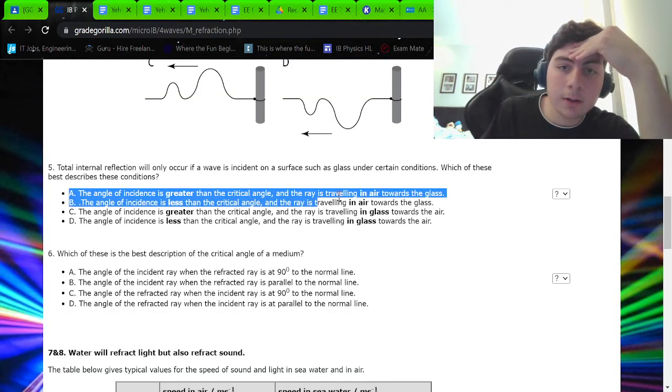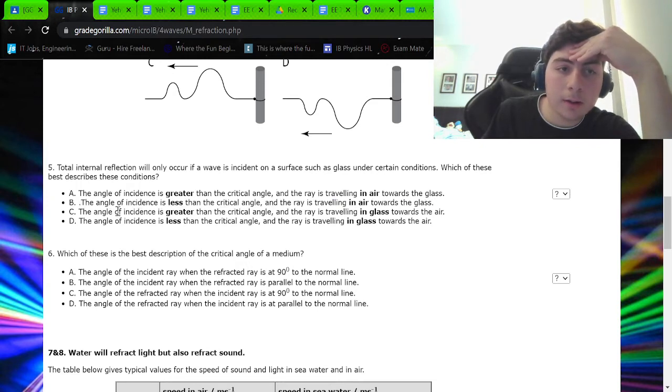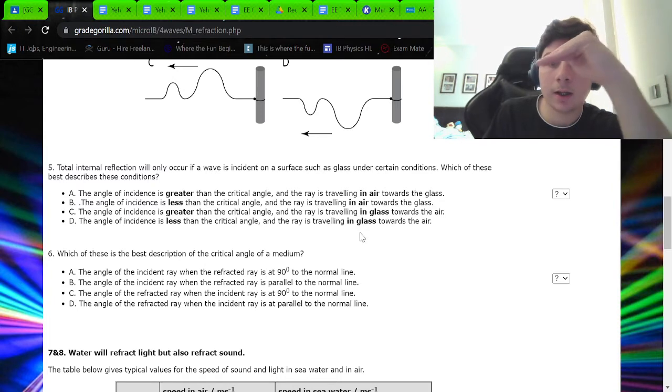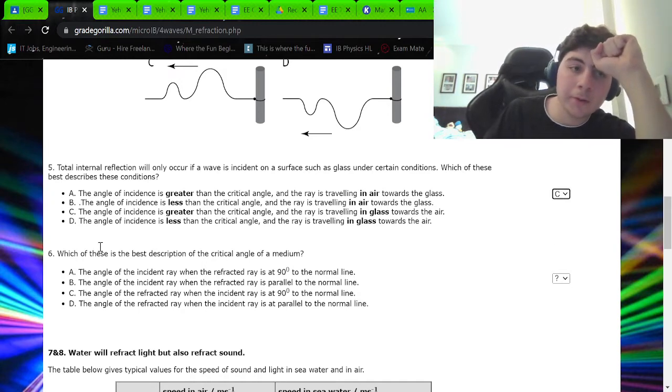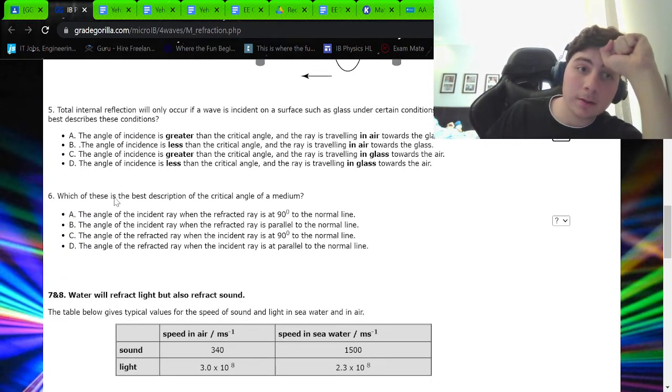The ray is traveling in glass towards the air. Let's see, it's in glass. Which of these is the best description of the critical angle of a medium?